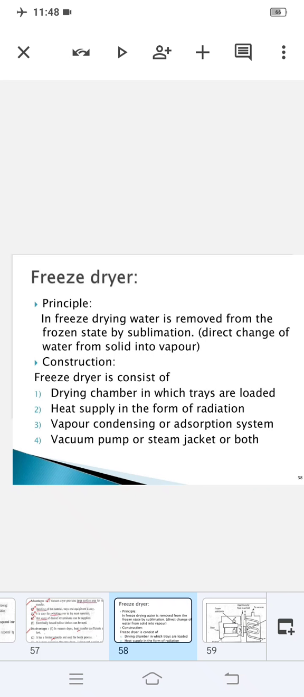So what is the principle behind the freeze dryer? Water is removed from the frozen state by sublimation, that is, direct change of water from solid into vapor without converting it into the liquid state. We are changing the water from solid into vapor. For example, ice is getting converted directly into vapor without getting converted into the form of water.